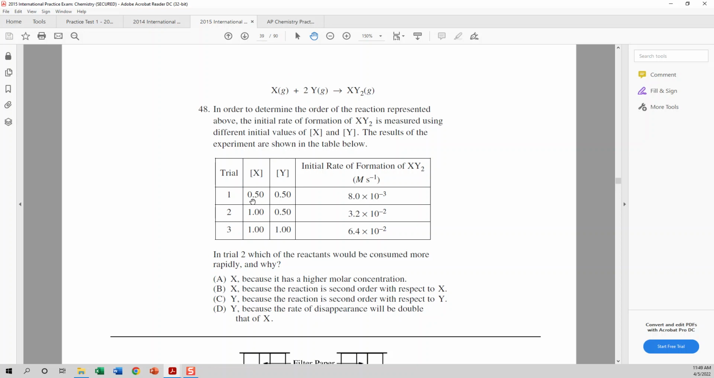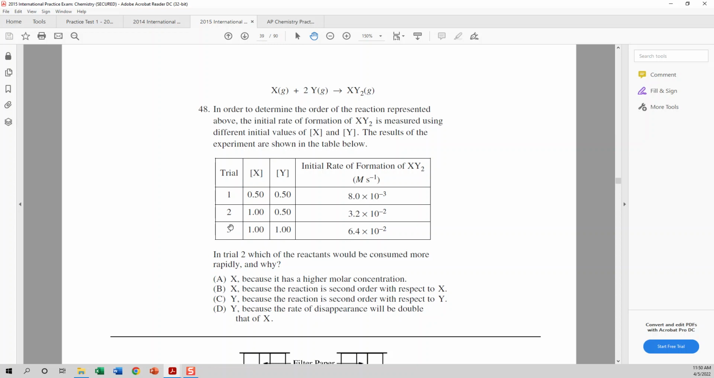All right, so let's look at trial 1 and trial 2. Between trial 1 and trial 2, we held Y constant and we doubled X. Notice what happened to the rate. It went from 8 to 32, right? I'm just ignoring the scientific notation. So we doubled the concentration of X, but the rate quadrupled. So X is second order. X is second order, okay?